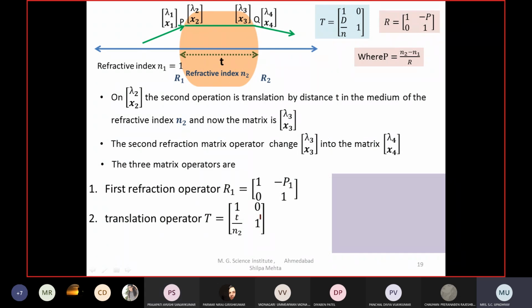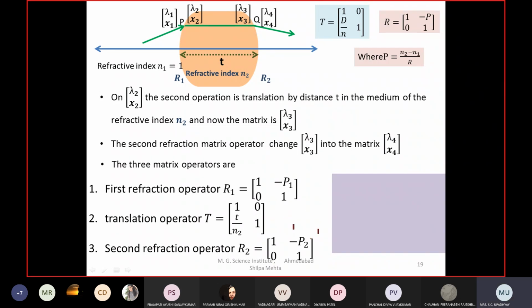And the last matrix operator, what is it? Refraction. Say the operator. 1 minus p 0 1. Yes, but now we have to distinguish the two p's, so 1 minus p2. P2 is the power of second refraction and 0 and 1.